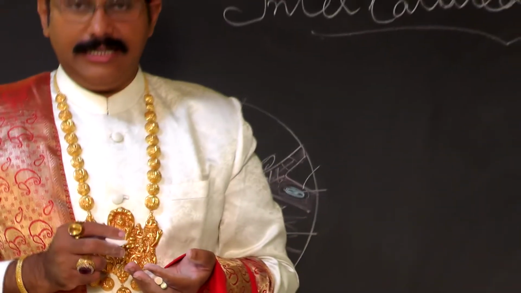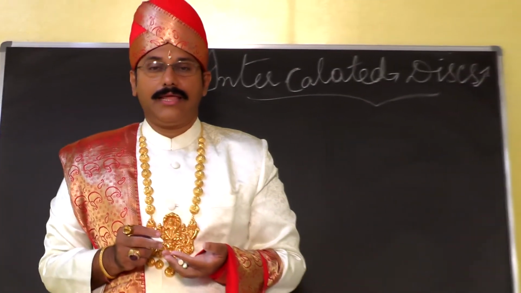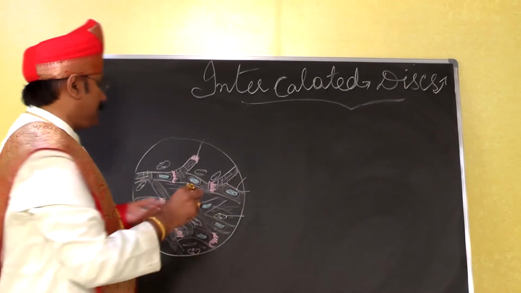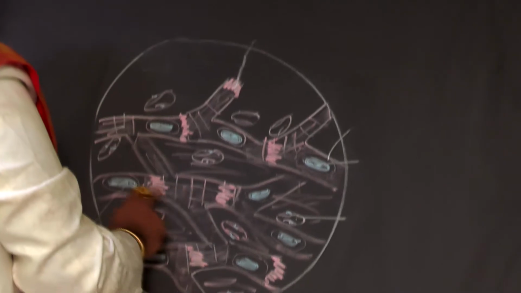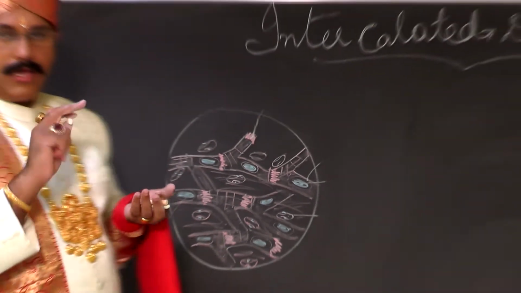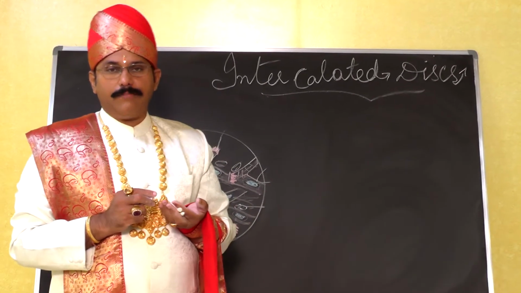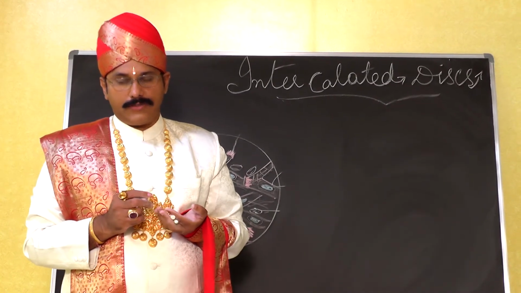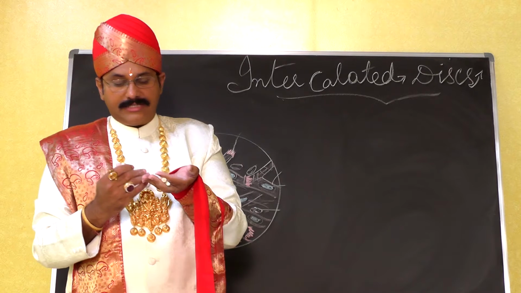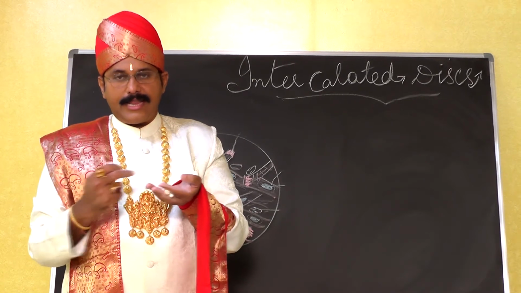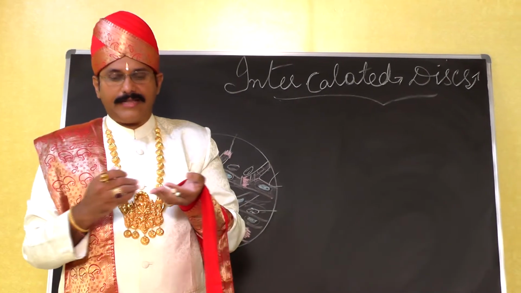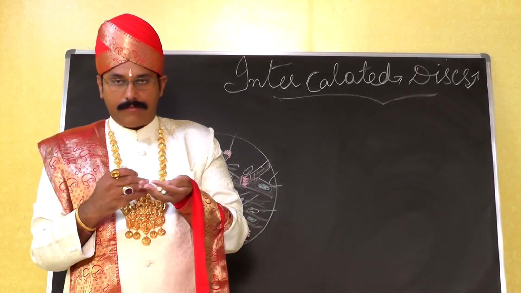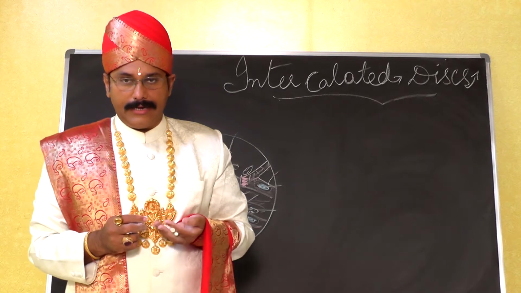The intercalated discs, the special feature of the cardiac muscle, we are trying to discuss. When we draw the histological diagram, we see these zigzag lines. These are basically the junctional complexes present between the adjacent cardiac myocytes, that is, the cardiac muscle cells present side by side. They are connected by these intercalated discs.